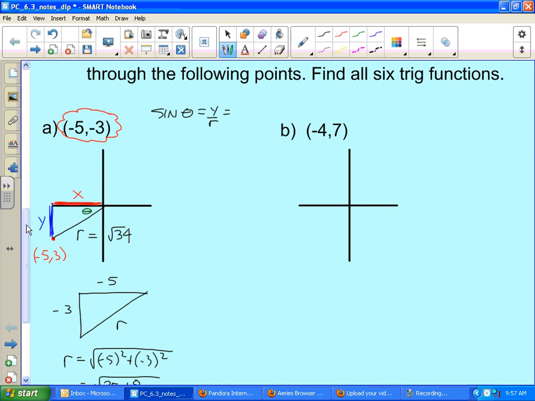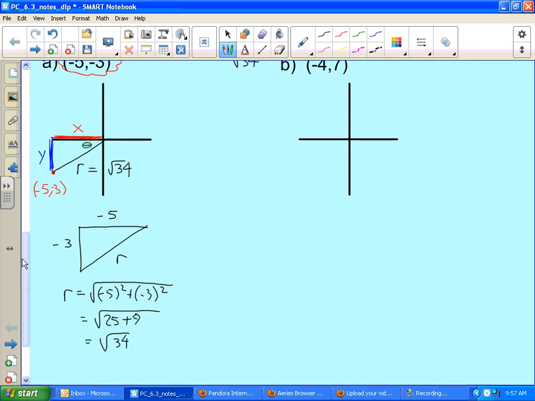Whoops, notice I wrote it as a 3, not a negative 3. So my y is a negative 3, and my r is root 34. Okay, question for you. Can r ever be negative? Is that possible? Why not? Two reasons why. What's one reason why r is never negative?